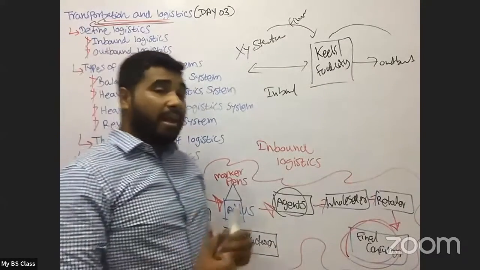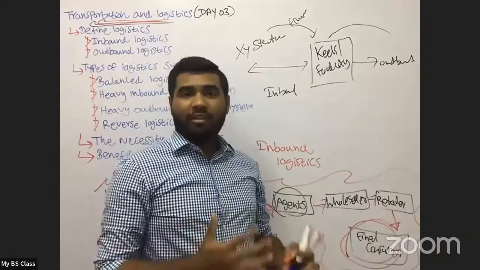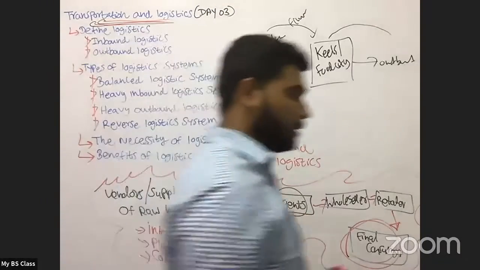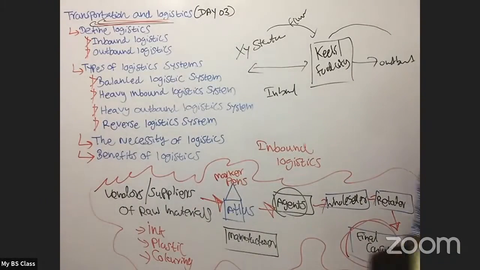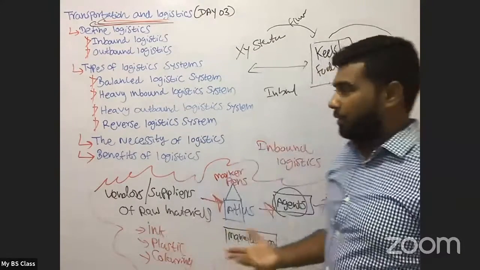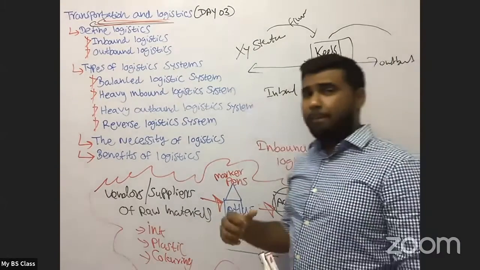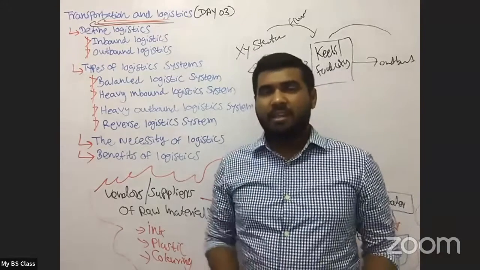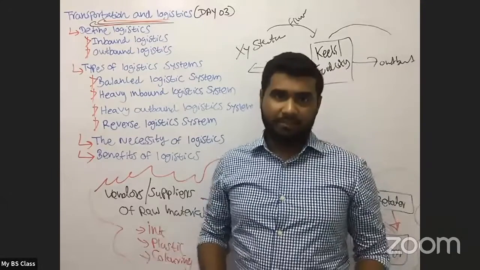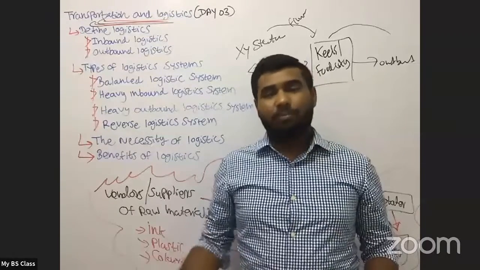Now, based on this inbound and outbound criteria, they have come up with 4 types of logistic systems. Let me explain, right? Based on this inbound and outbound concept, you need to have a solid understanding about what is inbound and what is outbound. Now, based on that, here they have come up with a balanced logistic system, a heavy inbound, a heavy outbound, and a reverse logistic system. So it's very easy to remember those with the relevant examples.